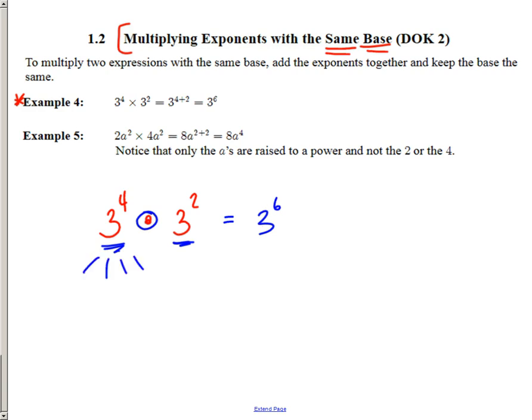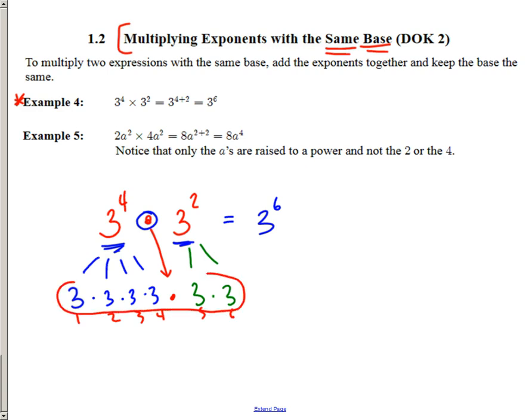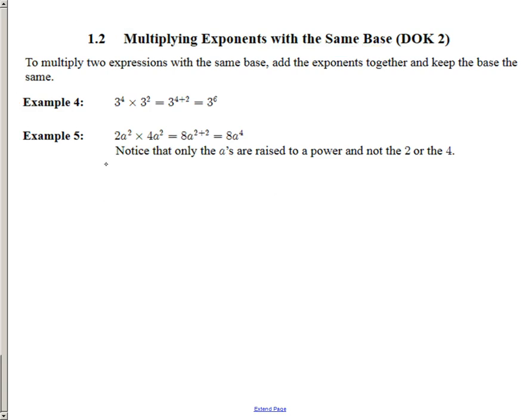Why? Because 3 to the fourth literally means 3 times 3 times 3 times 3. And 3 to the second literally means 3 times 3, and they're supposed to be multiplying each other. So how many threes do we have? 1, 2, 3, 4, 5, and 6. What's another way that we can write 6 threes multiplying each other? 3 to the sixth power. So that's what this basic rule is getting to.